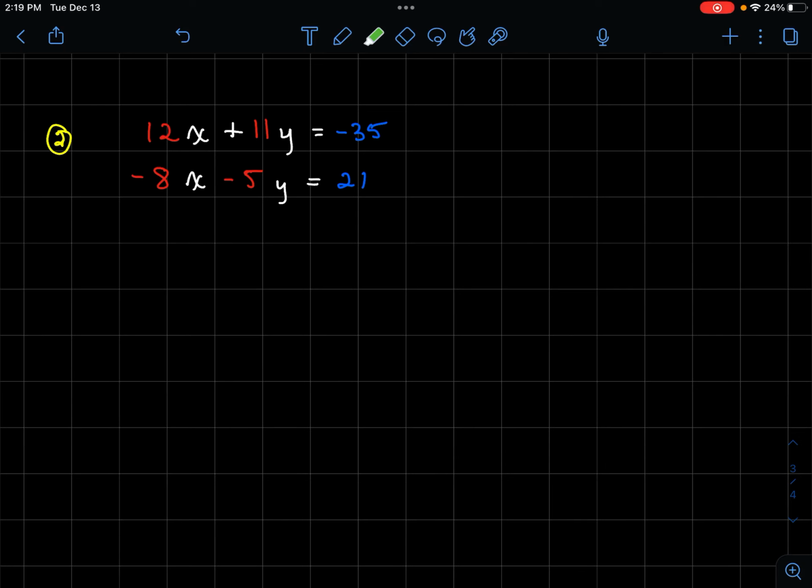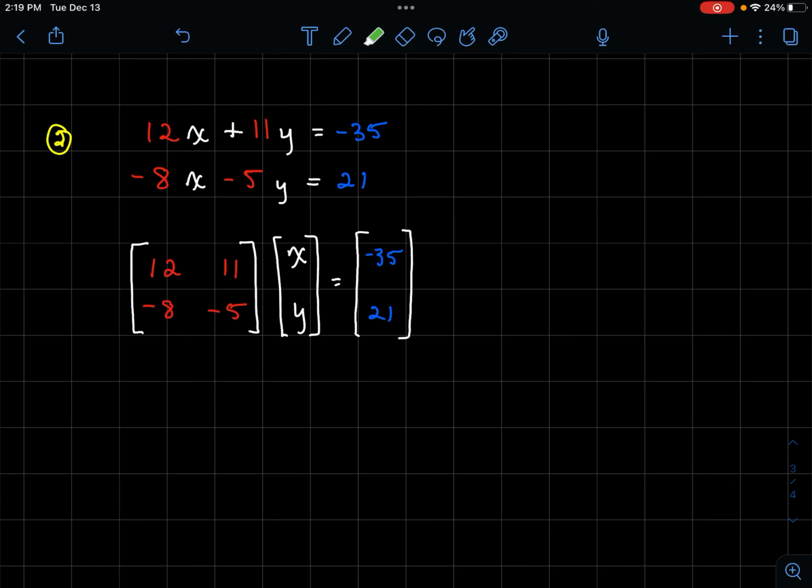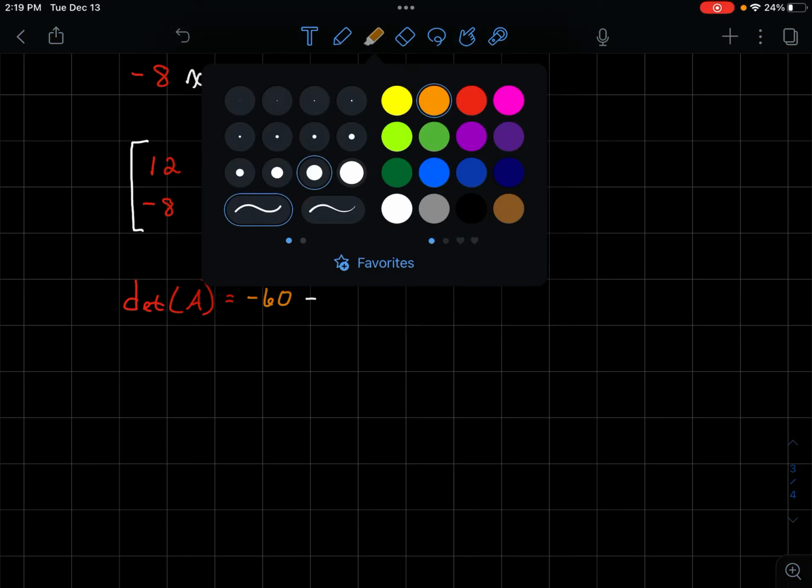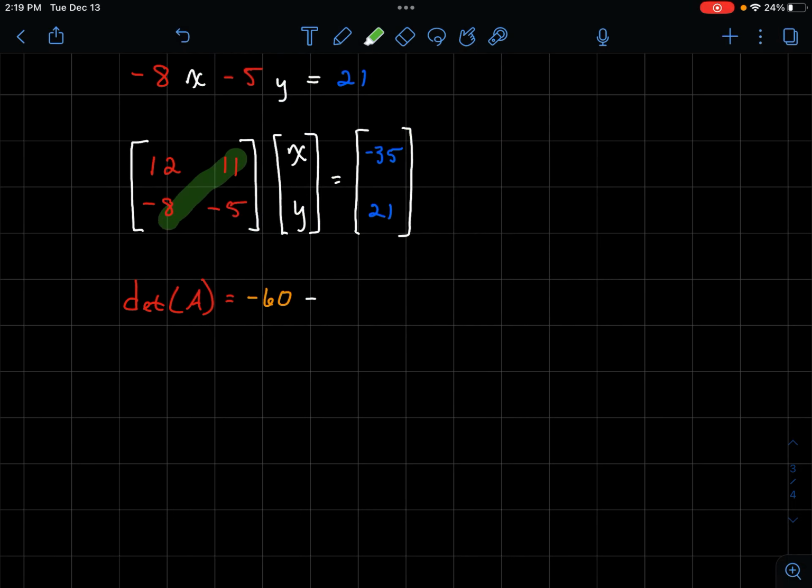Here's another system. We have 12x plus 11y equal to negative 35 and negative 8x minus 5y equal to 21. Go ahead and rewrite it as a matrix in Ax equals B form. Now that we have our matrix A in red, we're going to find what that inverse is. Determine what the determinant is, make sure that it's not 0. Taking 12 times negative 5, which gives us negative 60, subtracting away from it the product of 11 and negative 8, which is negative 88, that gives us 28. There is the number that goes in the bottom whenever we start our inverse notation.